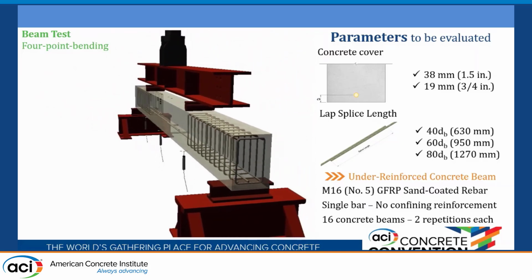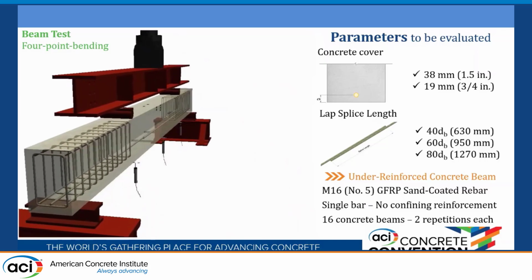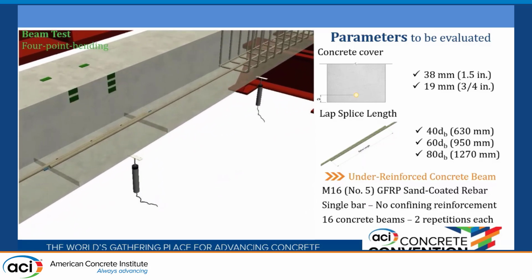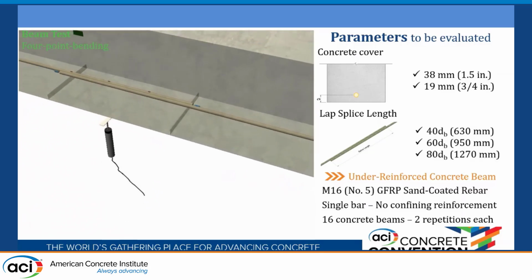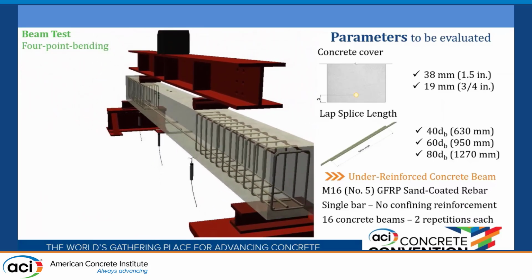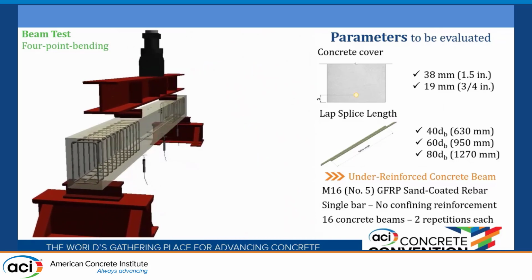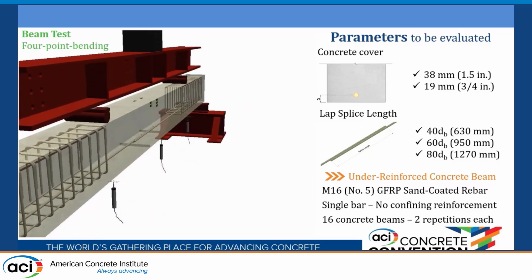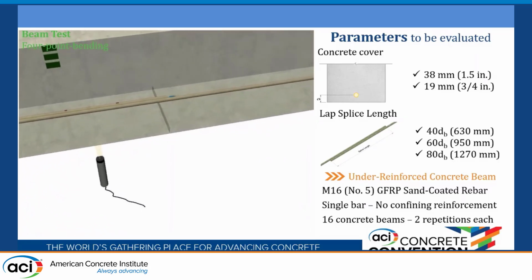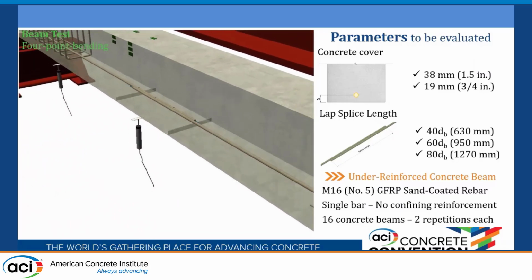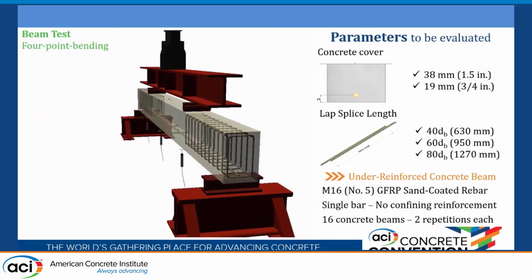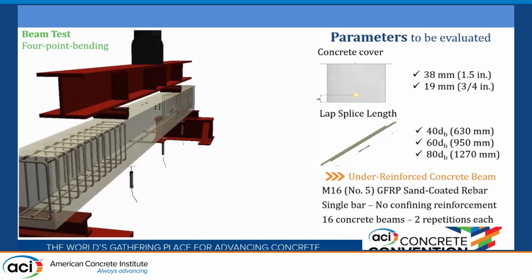So for the concrete cover, we have two concrete covers, 1.5 and 3/4 inch. This is the minimum for a beam and a slab in ACI 440. And for the lap-spliced length, we decided to go with 40, 60, and 80 dB. And as I mentioned, if we design it with this expression, we obtain 140 dB. So we were trying to be very optimistic here, and we decided to decrease the lap-spliced length to half the required length, also because of the available literature that says the equation could be over-conservative. We also decided to go with an over-reinforced concrete beam in order to be able to break the bar.